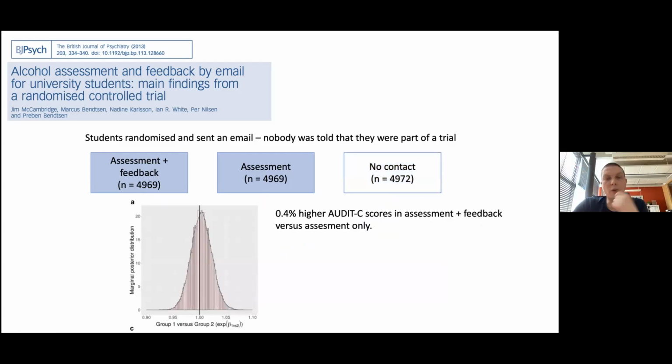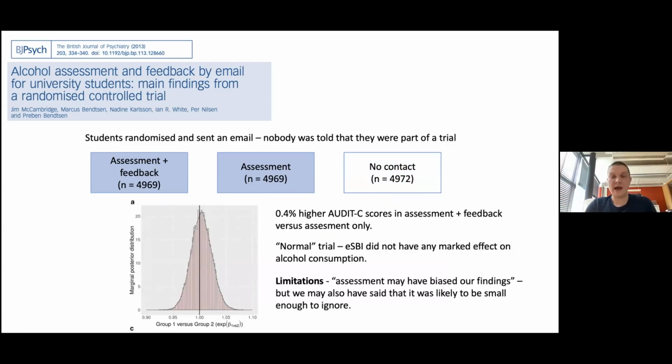Okay. When we compared assessment and feedback versus assessment only, we saw basically no difference. The assessment and feedback group had 0.4% higher AUDIT-C scores in the assessment and feedback versus assessment only. Okay, basically nothing going on. And it would have been a normal trial. This would have been a normal trial of an ESBI where everybody was screened and then you had assessment and feedback. So this is very typical. And we might have said, well, there was no marked effect of ESBIs. There doesn't seem to be any effectiveness here.